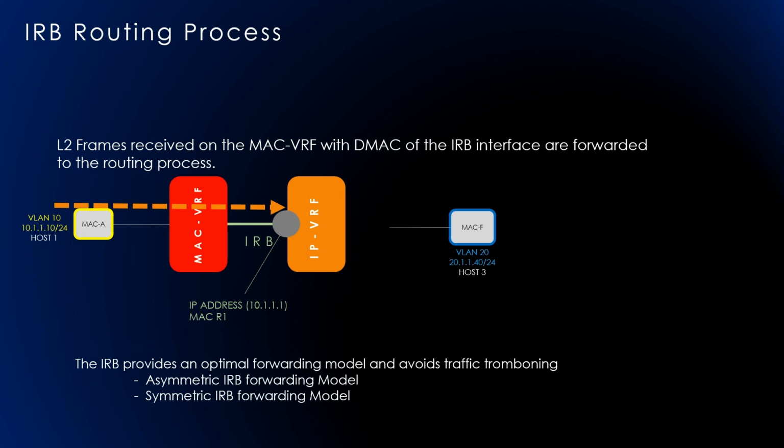Integrated routing and bridging provides an optimal forwarding model and avoids traffic tromboning. And this has been divided into two parts, which are the asymmetric IRB forwarding model and the symmetric IRB forwarding model.